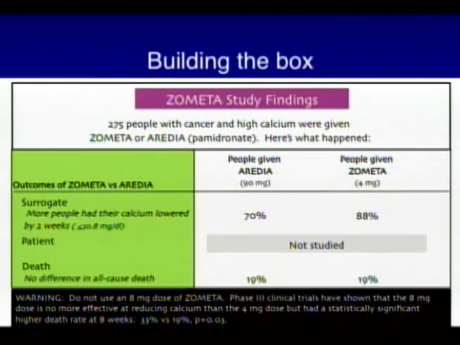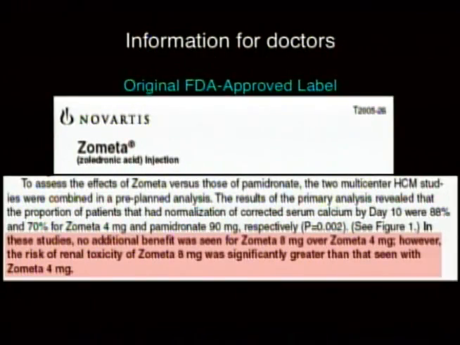So what we would say is, do not use an 8 milligram dose of Zometa. Phase 3 clinical trials have shown that the 8 milligram dose is no more effective at reducing calcium than the 4 milligram dose. But that's not what happened. Here is the original FDA-approved label. So at the time of approval, this is the information for doctors about the use of this drug. It says no additional benefit was seen for 4 milligrams over 8 milligrams. However, the risk of renal toxicity for 8 milligrams was significantly greater than that seen with 4 milligrams.